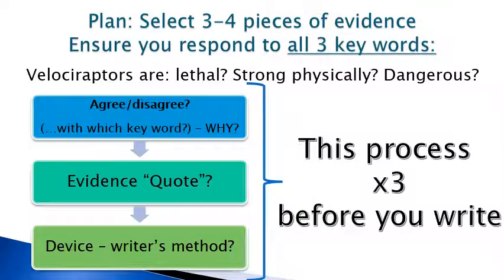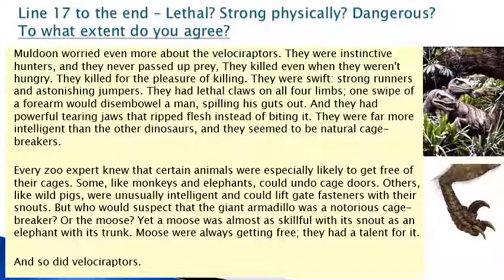And things for you to look for again: agree or disagree and with which keyword, what's the evidence, the quote, what's the device, the writer's method being used. Make sure you do that process before you write. I'll redisplay now the text and we'll talk through it. Okay, so some of the things that you might have identified.